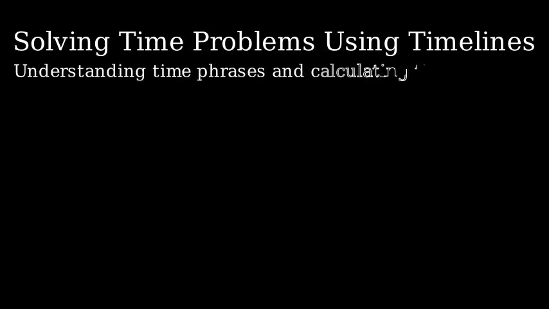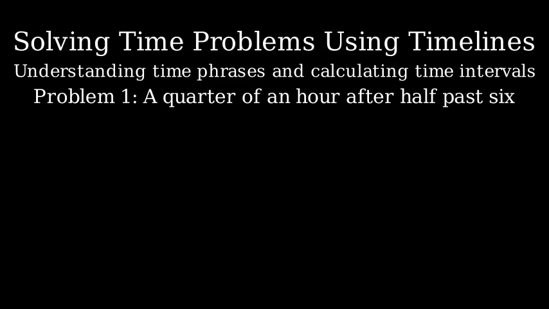In this video, we're going to look at some time problems and see how to solve them using timelines. These problems involve understanding what phrases like a quarter of an hour after 6:30 mean and finding the resulting time. Let's start with our first problem. What time is a quarter of an hour after 6:30?